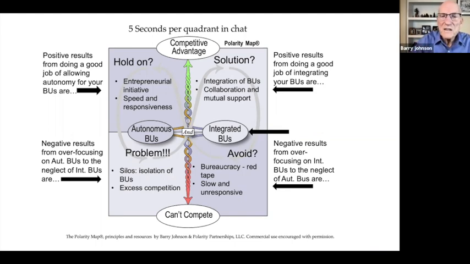All that was needed was for me to raise the question, if autonomous business units and integrated business units were a polarity, what would the upsides be? What would the downsides be? You gain that competitive advantage. You're able to increase the speed and the sustainability of going after this pole. So that gave them a competitive advantage.